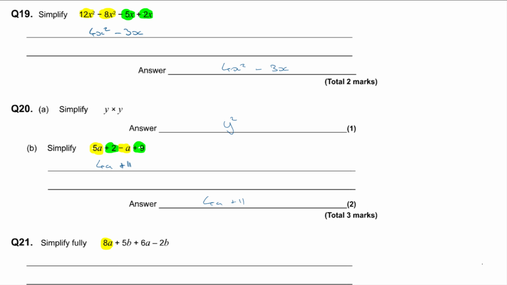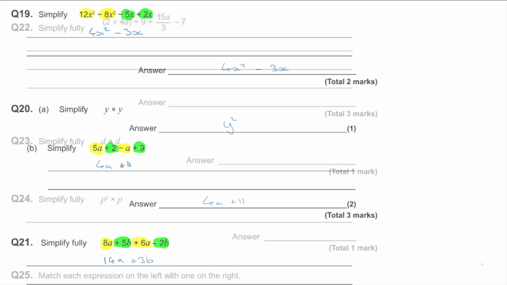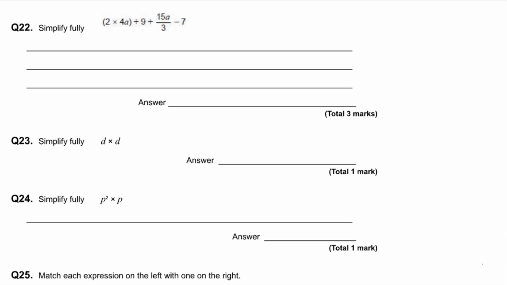And then question 21, simplify fully 8a plus 5b plus 6a minus 2b. So I've got terms in a, I've got 8a and 6a, and I've got terms in b, I've got 5b and minus 2b. So adding the a's together, 8a and 6a, that makes 14a, and adding the b's together, 5b take away 2b, that's 3b. So 14a plus 3b.